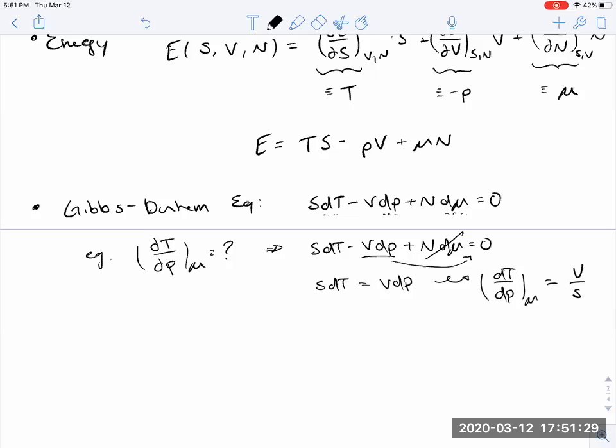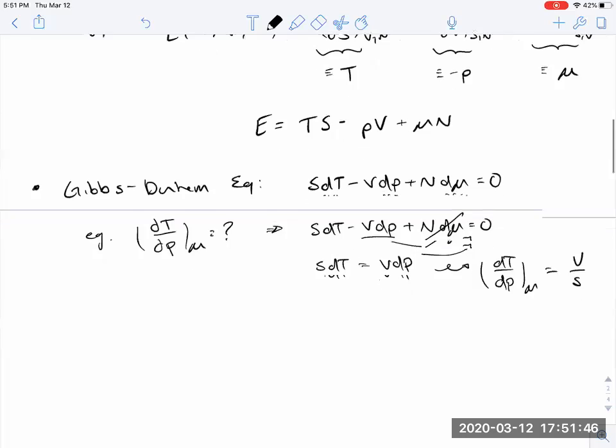Again, we've just related how the temperature and pressure change with respect to each other at fixed chemical potential is some entropy density, some entropy over a volume. So that's the sorts of thing that the Gibbs-Duhem provides us with.